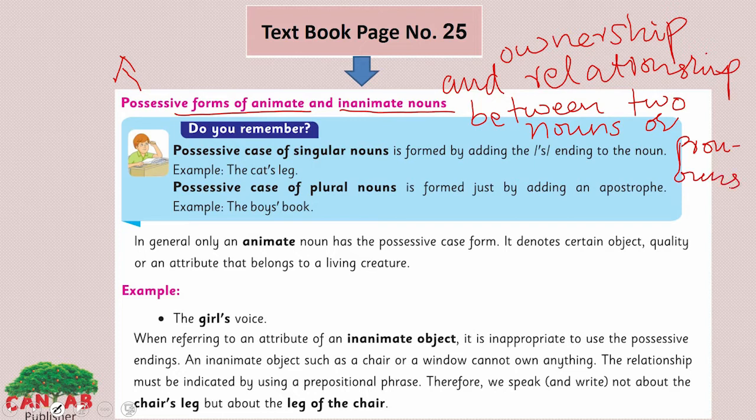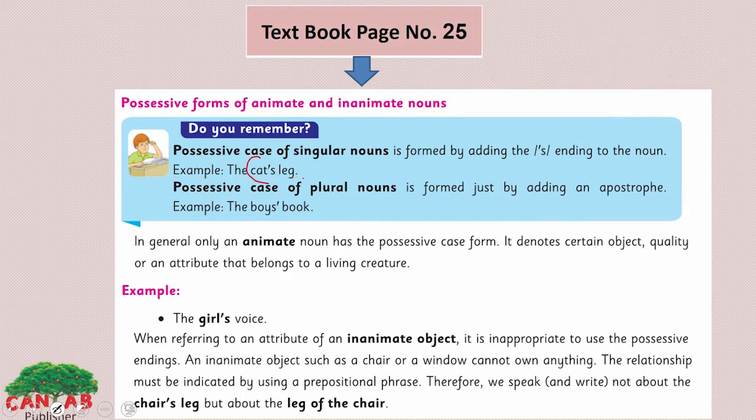Do you remember possessive case of singular noun is found by adding the s ending to the noun? Look at here. The cat is singular here, and how we will show the possession of the cat's leg? Leg belongs to the cat. We have two nouns here. So it shows the relationship between the cat and the leg. Here you can see cat is a noun and leg is also a noun.